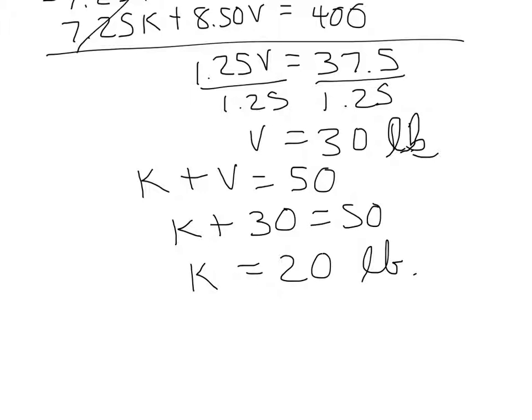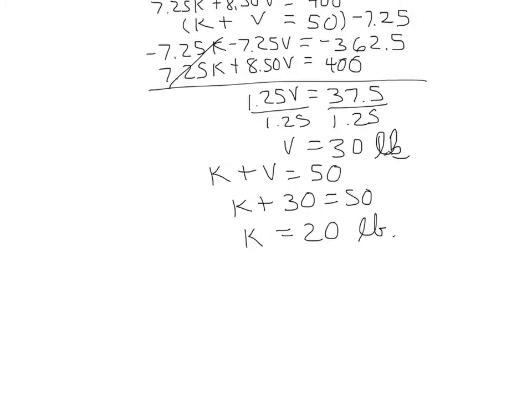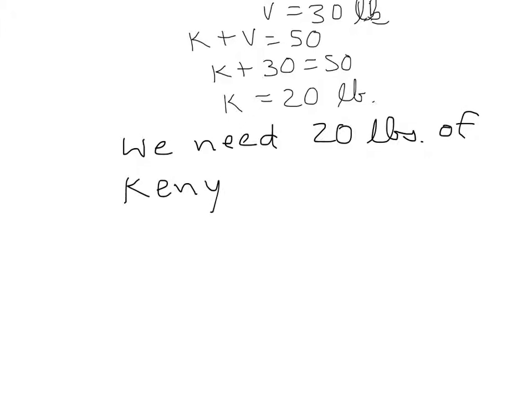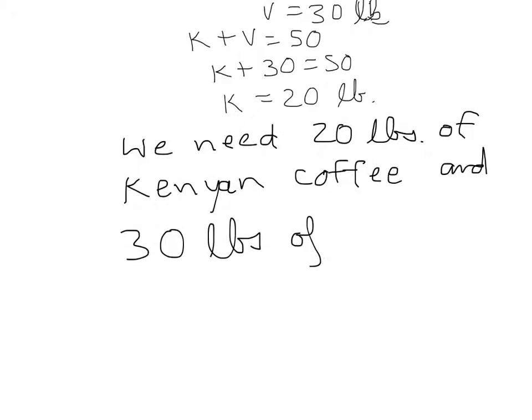All right, so we have to write our answer in a complete sentence. We need 20 pounds of Kenyan coffee and 30 pounds of Venezuelan. And that's our answer. That's the end of part A. Go to part B for the next page.